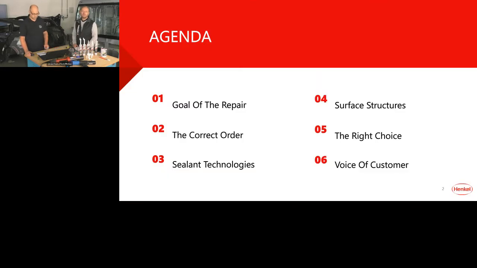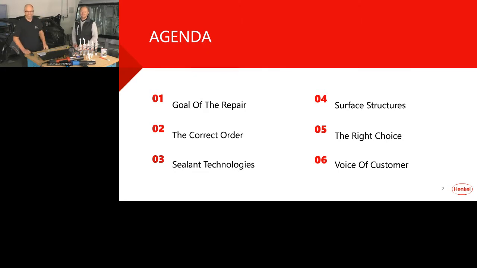So what do we want to present you today? First of all, we want to talk about the goal of the repair. What should it look like? Technical requirements. Then we have to speak about the correct order to do the different steps. And the third point is a little bit theoretical. It's about sealant technology, with some physical and chemical background, but easy to understand. Joachim is really perfect in this, I promise.